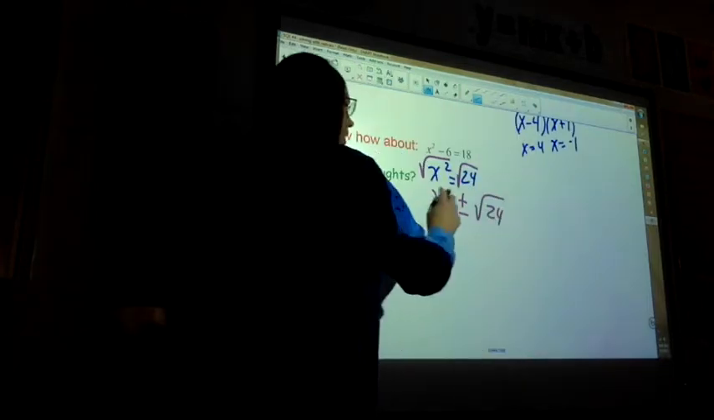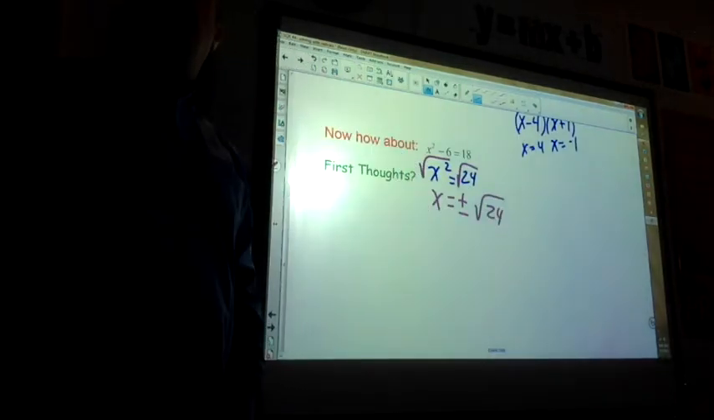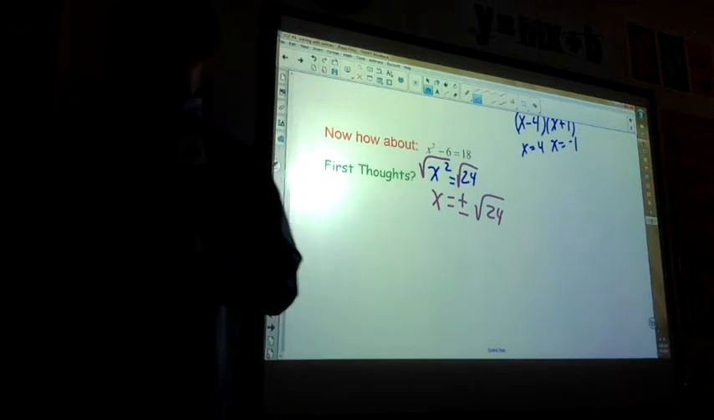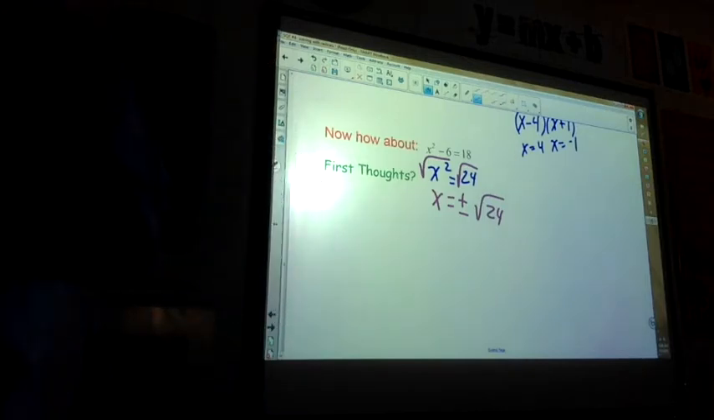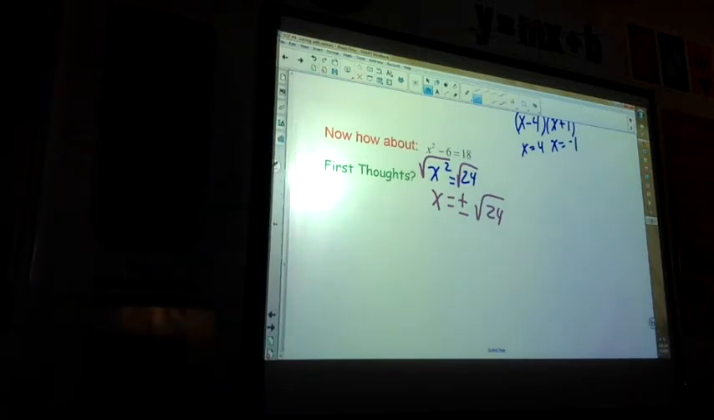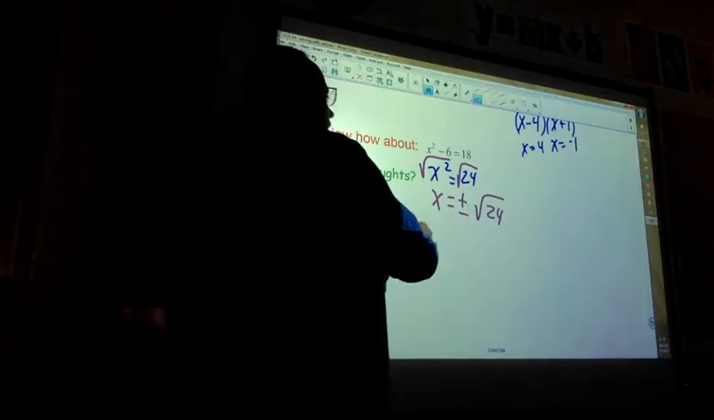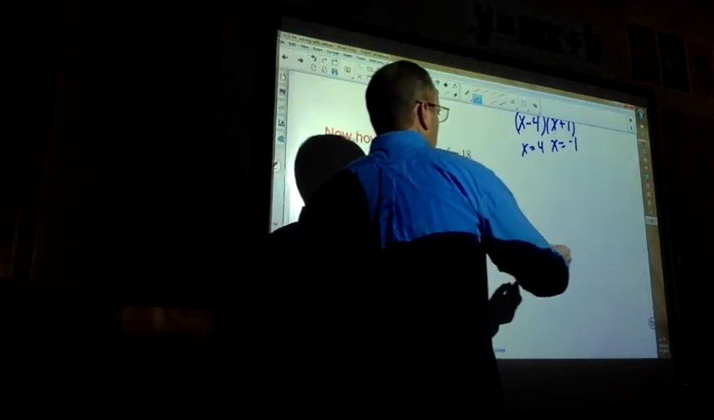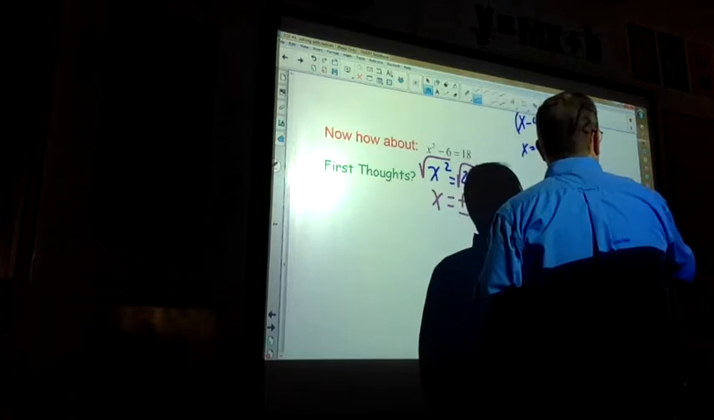And now let's break down root 24. Now I understand you have a square root key on your calculator. You can go 24 and hit square root or square root 24, however your operating system works, and you're going to get 4 point whatever. I don't want 4 point whatever. I want an exact value. So let's break 24 down.